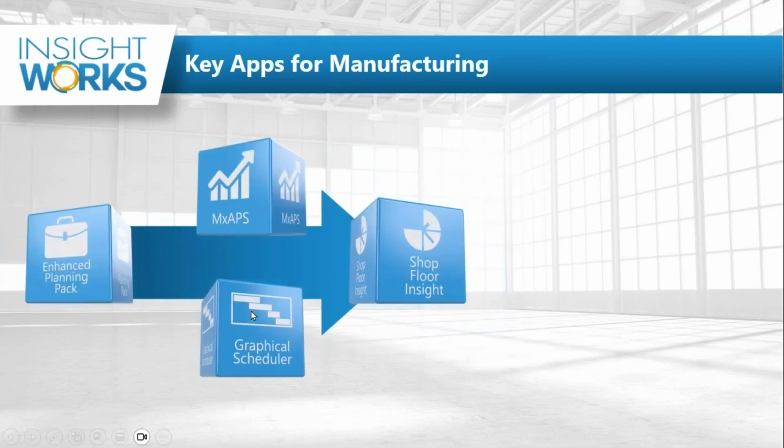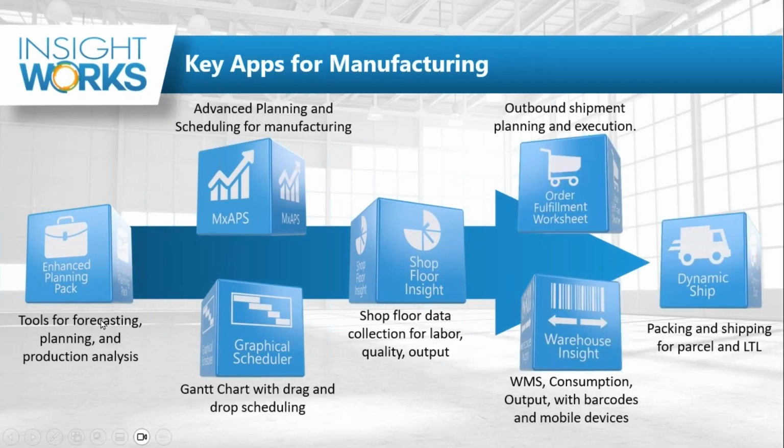So those ones are, starting over at the side here, the enhanced planning pack. That'll allow you to do your planning, some of your forecasting, and the production analysis after you've completed your production. That's what you do to run your MRP and get everything planned. And then we send that off to a scheduling tool. That scheduling tool can be as simple as the graphical scheduler, which is a Gantt chart. You can drag and drop your production orders and move things around and manage your production that way.